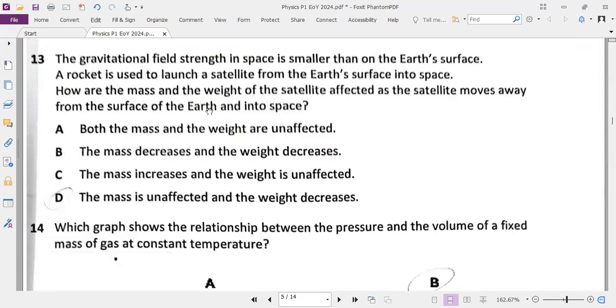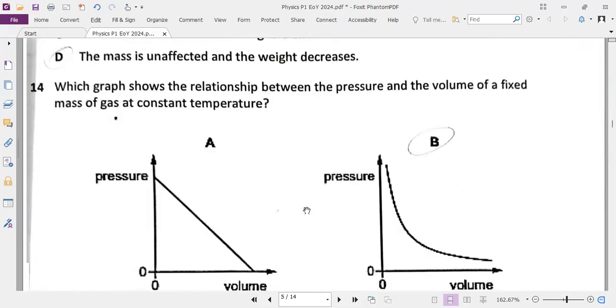13. Well, all this says about what you have learned, that the mass is unaffected and the weight decreases. Okay, so 14, the relationship between pressure and volume is always inversely proportional.